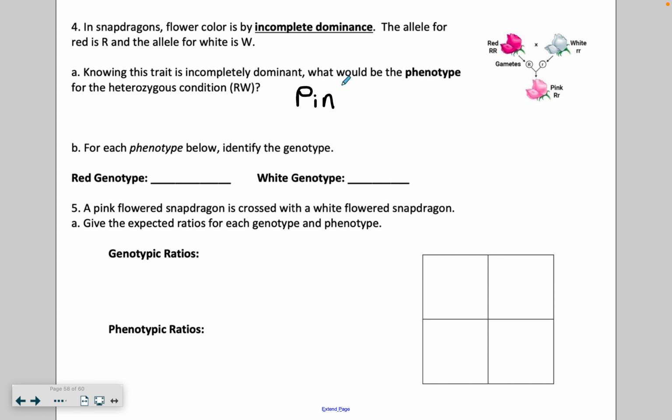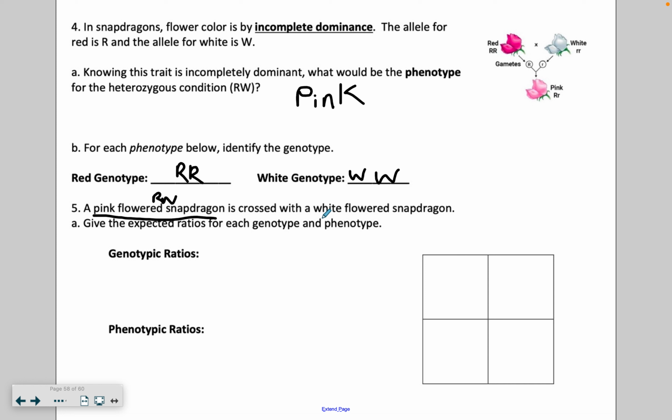So this is the blended inheritance. For each phenotype below, identify the genotype. Using the letters R and W, if you are red, that means you are two big R's. And if you are white, then you are two big W's. A pink flower, what's your genotype for pink? Up here, RW.